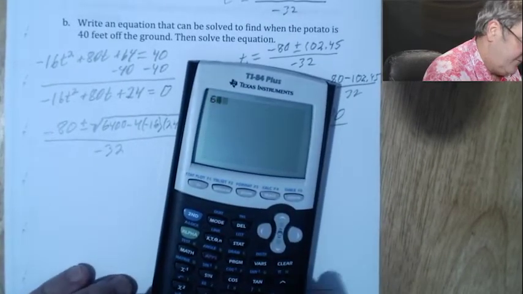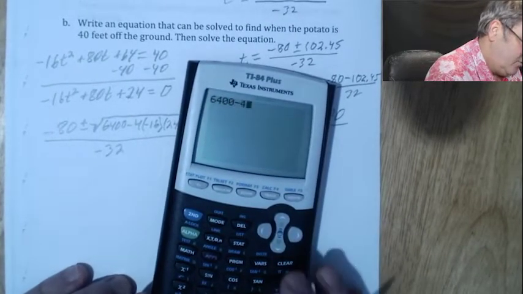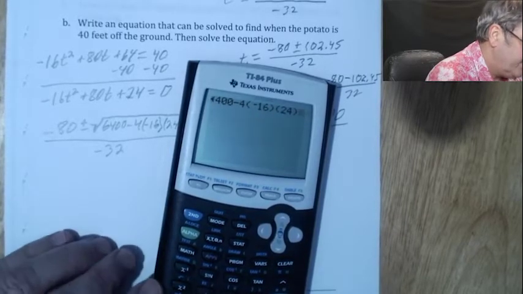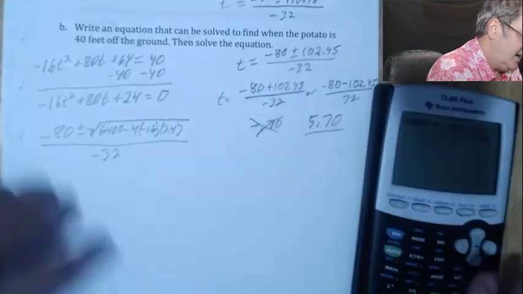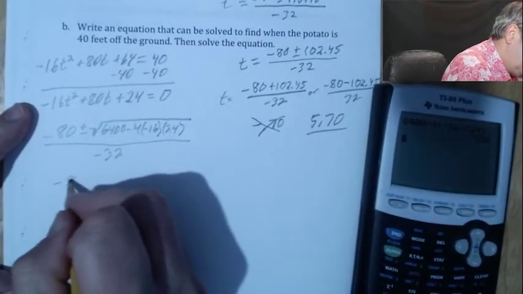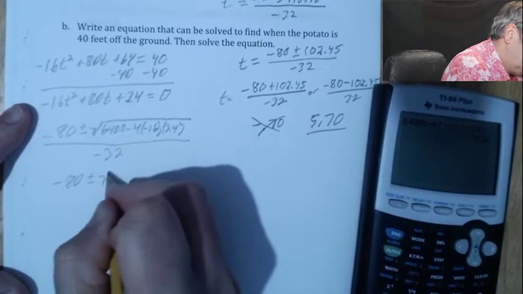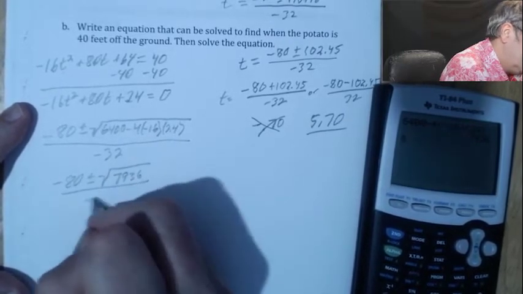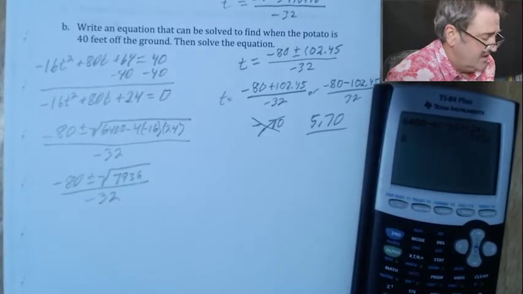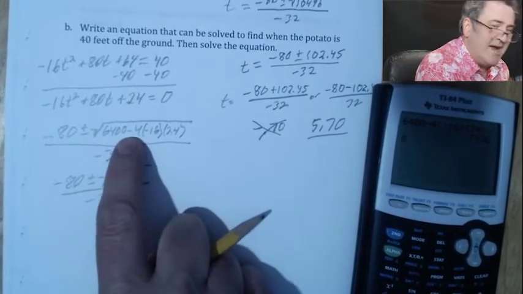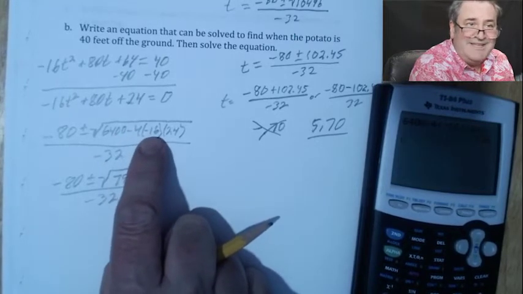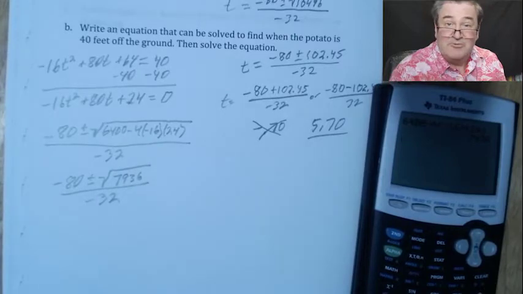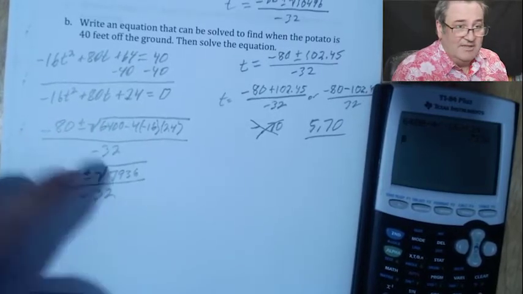All right, 6,400 minus 4 times negative 16 times 24 this time. And that is 7936. So we got negative 80 plus or minus the square root of 7936 divided by negative 32. You may be wondering, why is this going up when we're subtracting from it? Well, there's a negative in there. So when we multiply all that by a negative, we're going to subtract a negative number, which means we're adding it. So that's why it got bigger than 6,400.